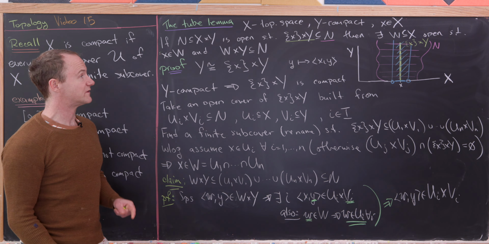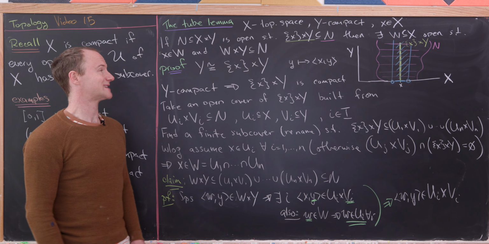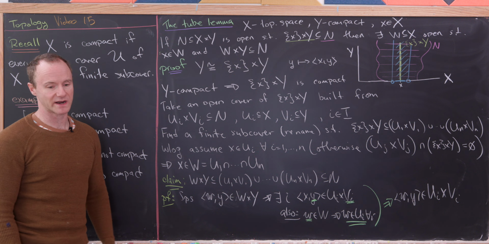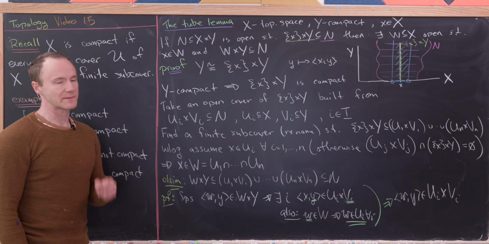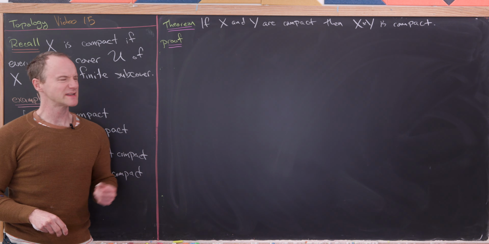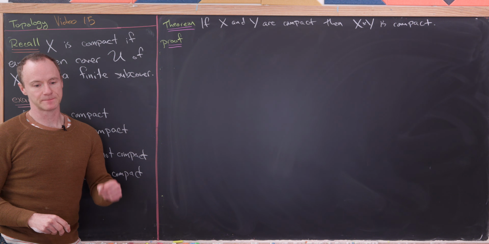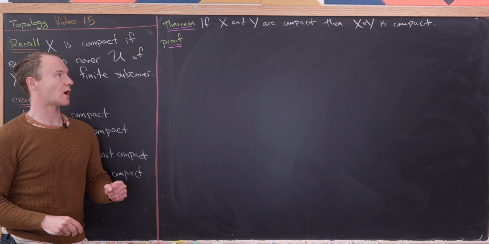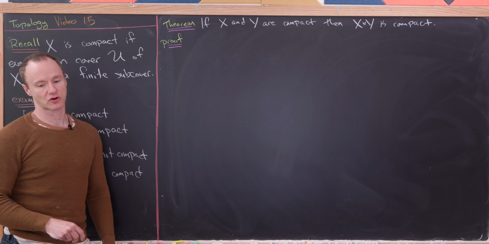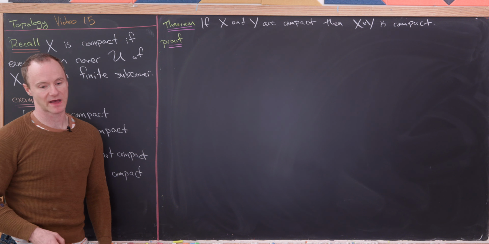So, well, we've done it. We've constructed this W satisfying the conditions that we want it to satisfy. Okay, so now let's see how we can use this. Now for the big result of the day. We'll show that if X and Y are compact, then X cross Y is also compact.